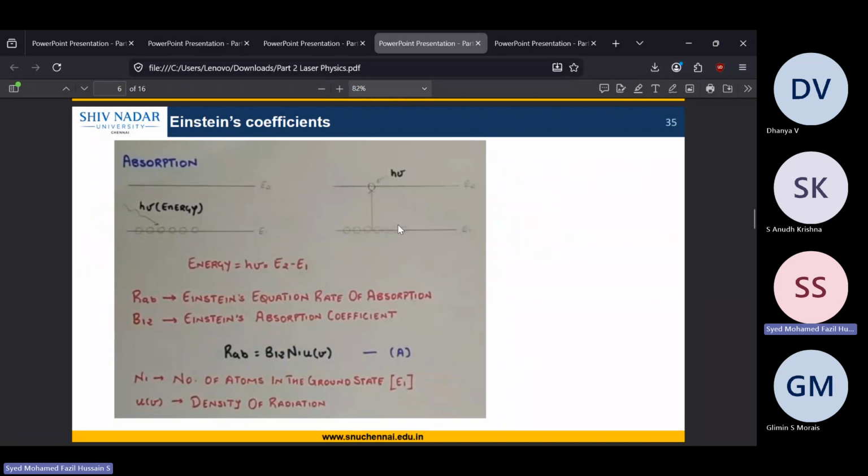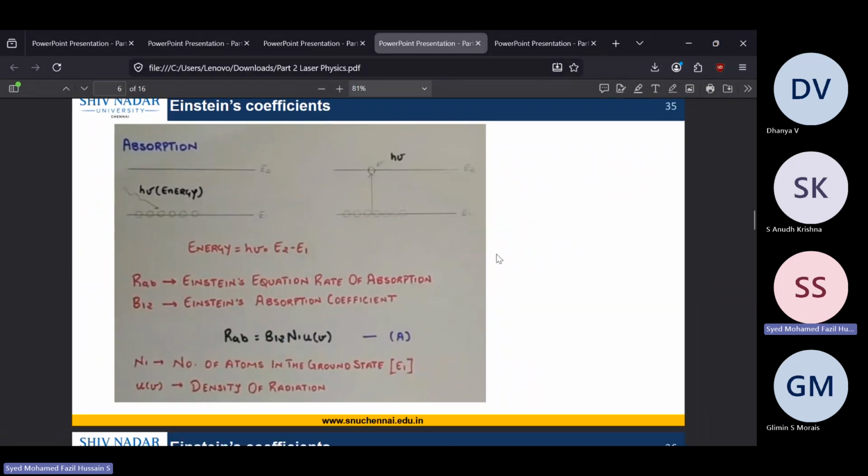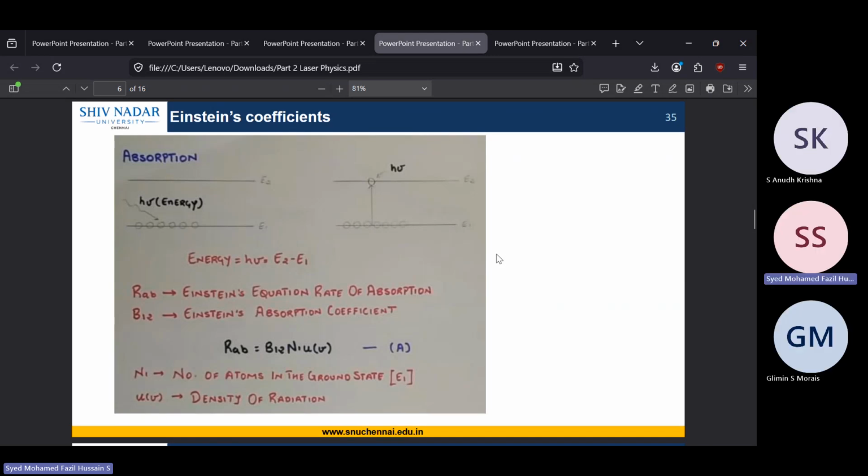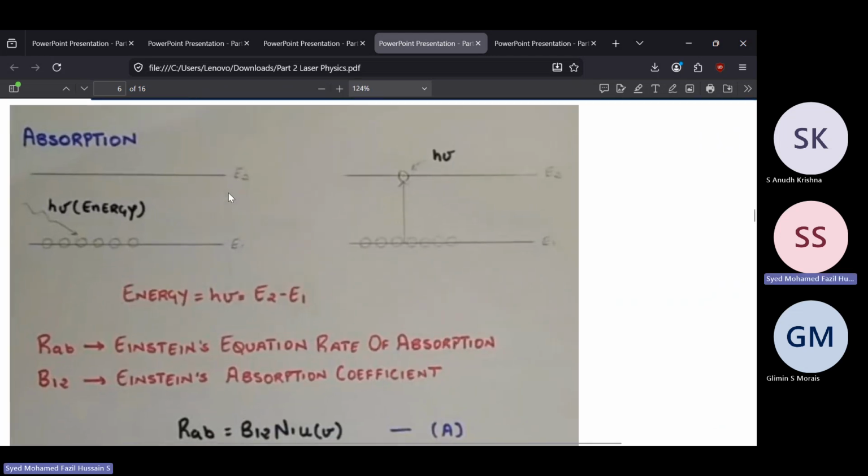So now we are coming to the topic of Einstein's coefficients. Basically, how photons are generated from an atom. When an electron from a higher level comes to a lower level, that is when the photons are generated.